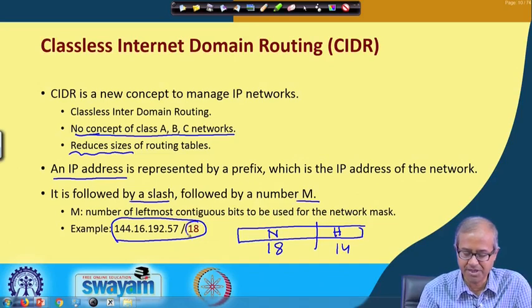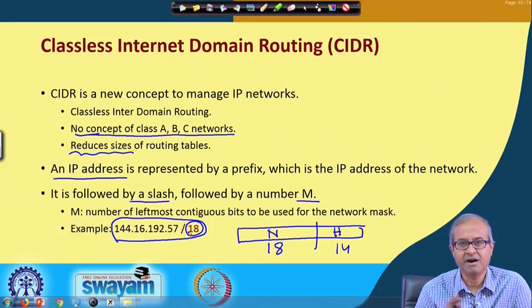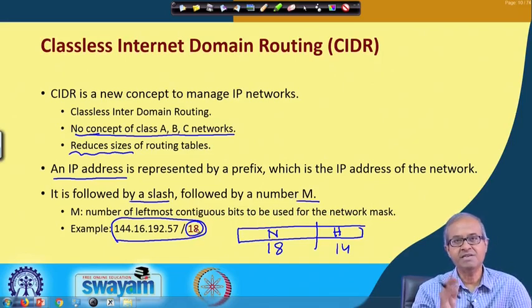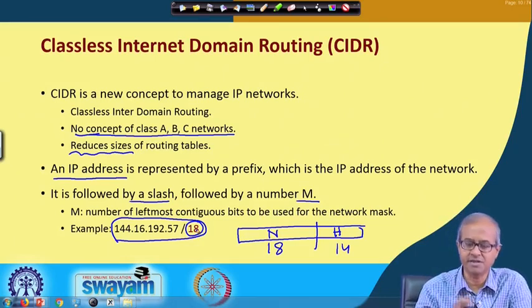Now, this number can be anything: it can be 18, it can be 17, 15, 14, 11. I am not restricting myself to only class A, B or C. This number m after the slash, I can use in a flexible way depending on the size of my organization, the size of my network. I can do any arbitrary partitioning. This is the advantage of CIDR.